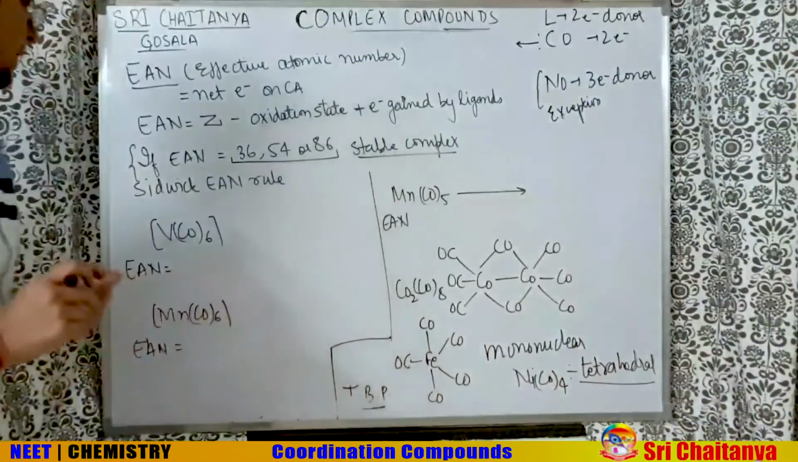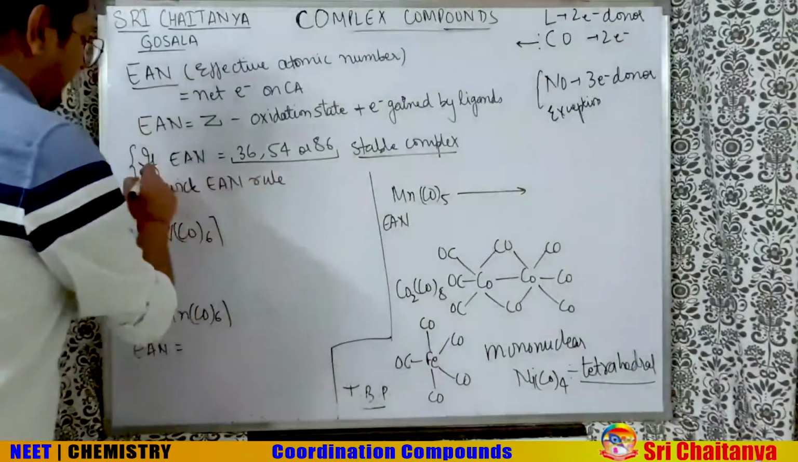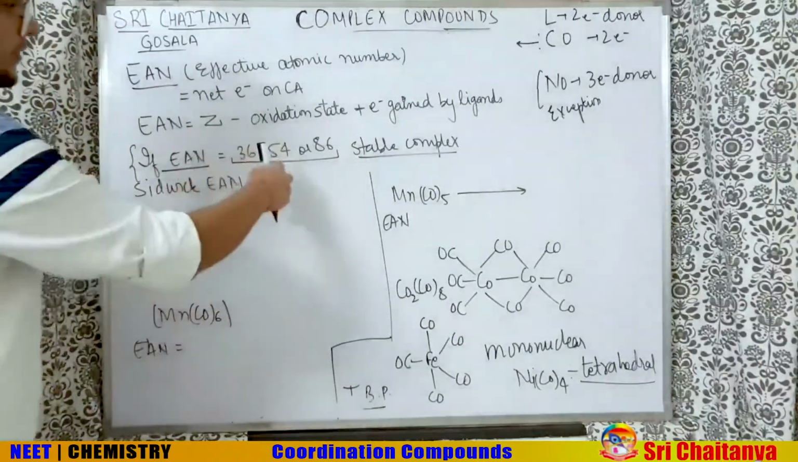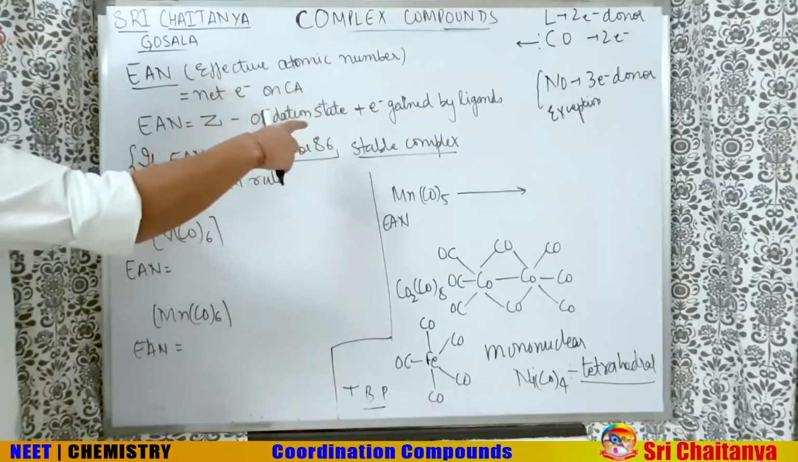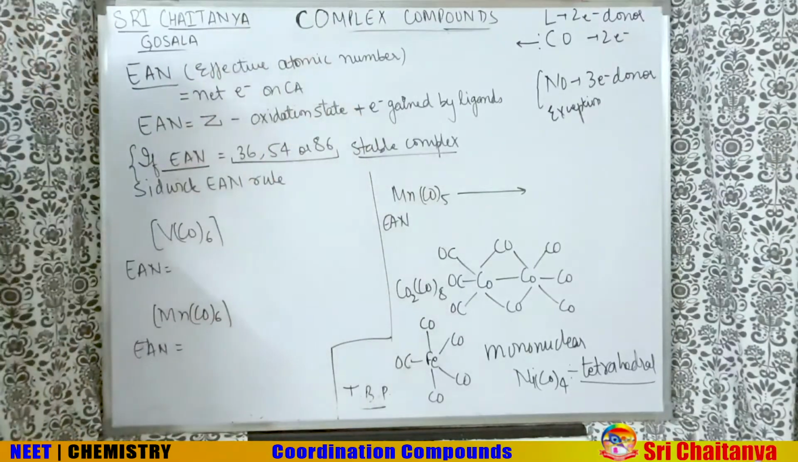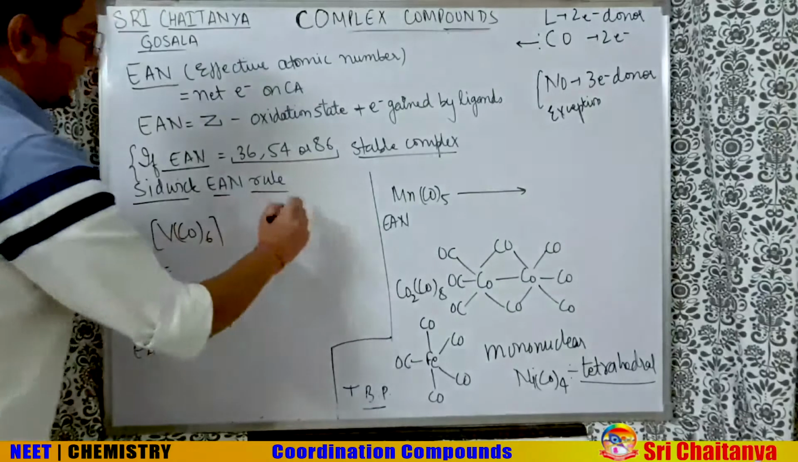Now, let us find one more thing. If the EAN value is 36, 54 or 86, these are noble gas configurations, then the complex is said to be stable. This is known as the Sidgwick EAN rule.